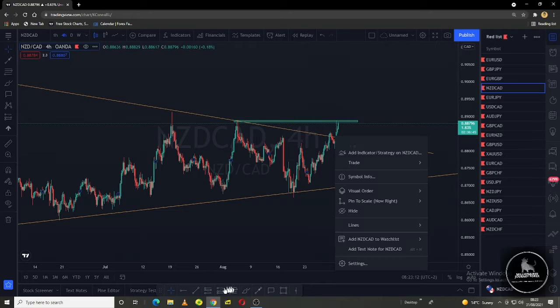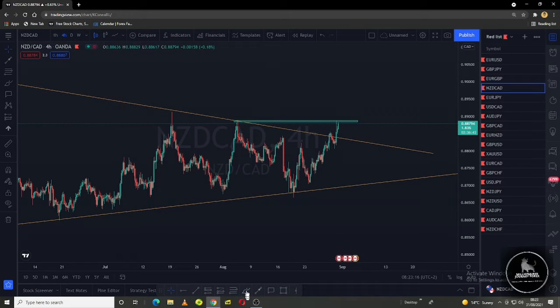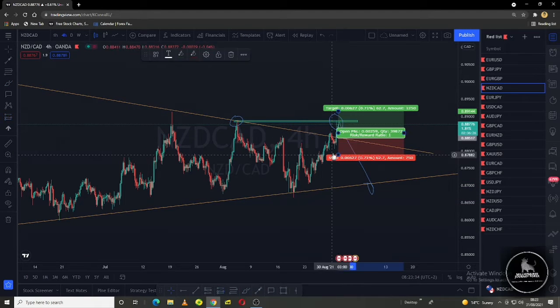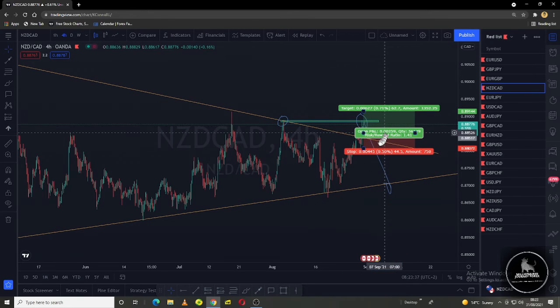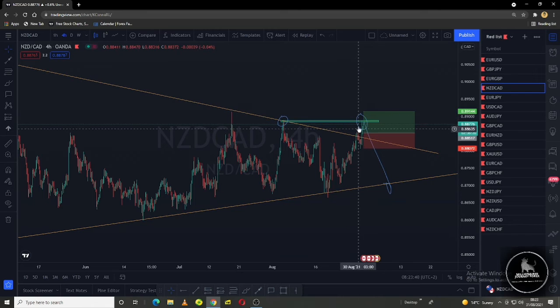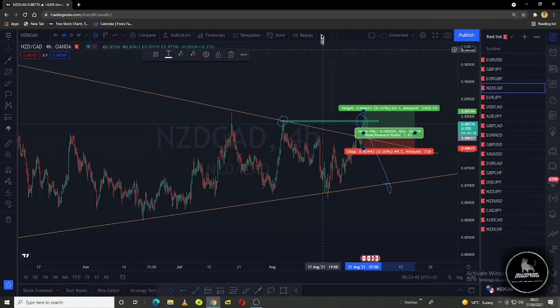So for you to confirm that this is a breakout, price also needs to break this structure, because price can form a double top here and push straight down. And if you've already entered your buy, maybe you've entered here with your stop loss here, it will take you out because it will just push down.